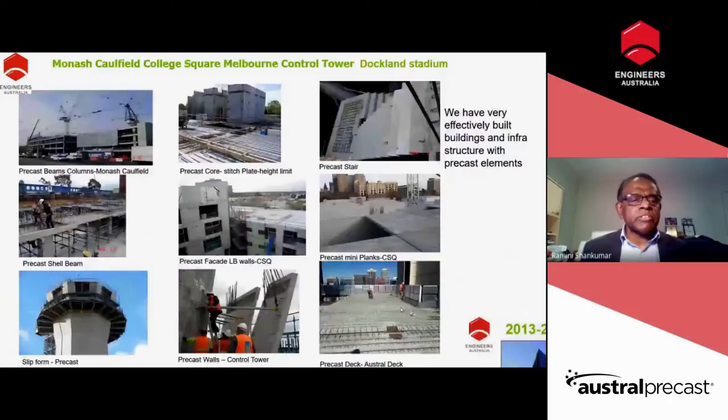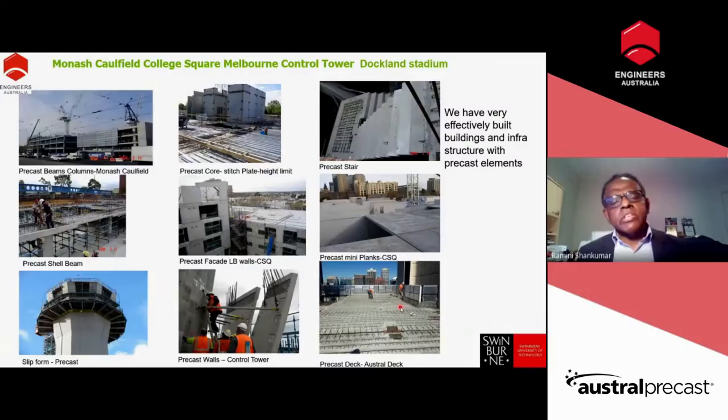Precast beam columns, if you take Monash Caulfield, it's an 11-story academic office building and a 7-story car park. It's all precast. We have got stick joints with core, and we have got precast stairs. We have got shell beams, and then you post-tension through the shell beam. And we have very successfully used facades. In those days, the architects loved it. It is a precast facade, but the engineers very cleverly used that as the load-bearing elements. That is the clever design by the engineers, using the facade precast as load-bearing elements.